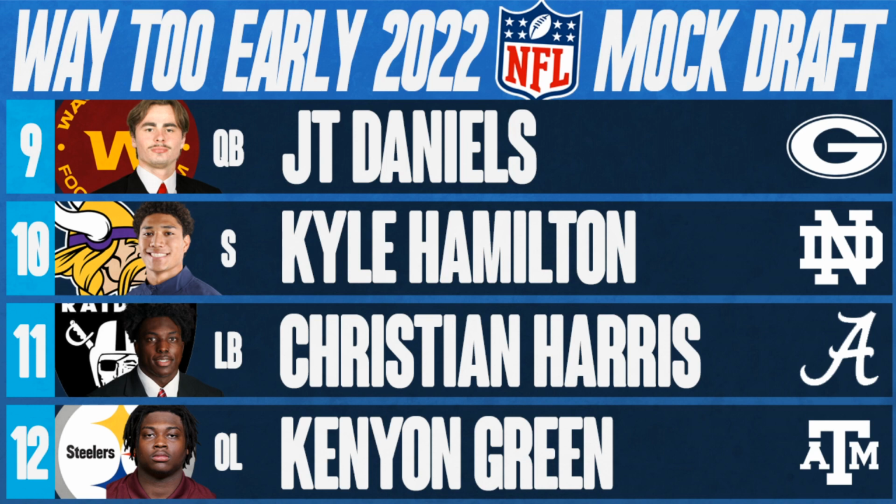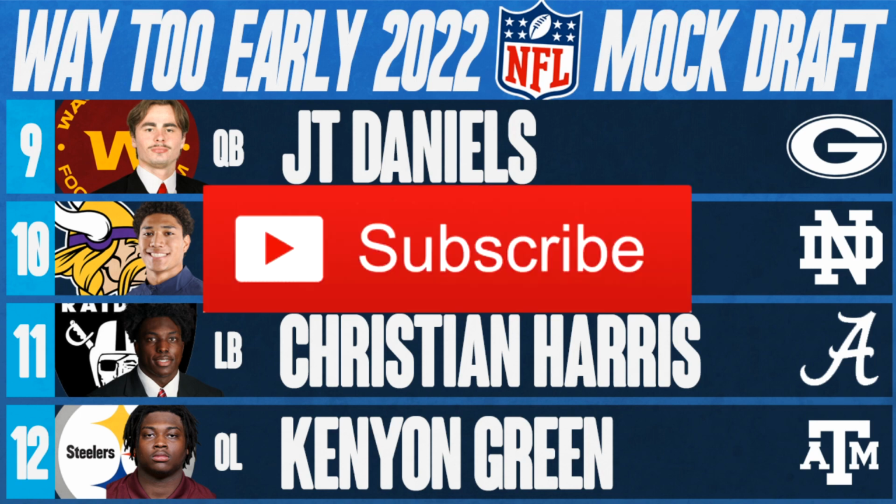And then with the Steelers, got to invest in the offensive line at some point. I think Kenyon Green makes a lot of sense. He's a guy that's played guard for Texas A&M, but is probably going to kick over and play tackle. Really, really athletic offensive lineman. I think he has the capability of making the transition to tackle.